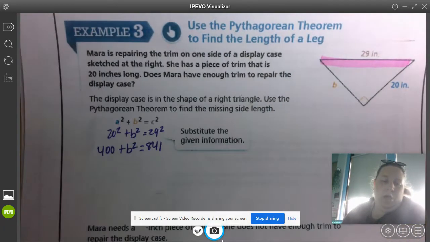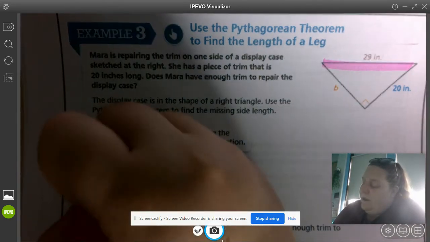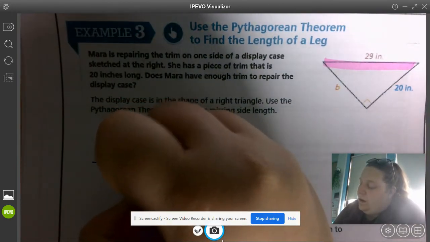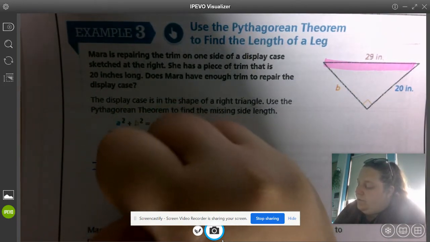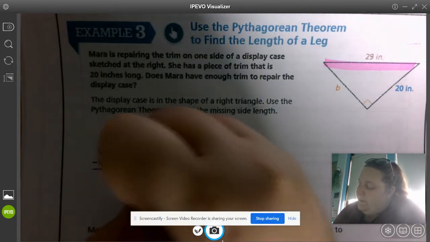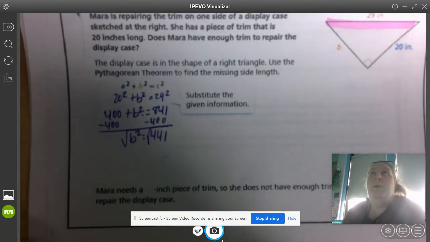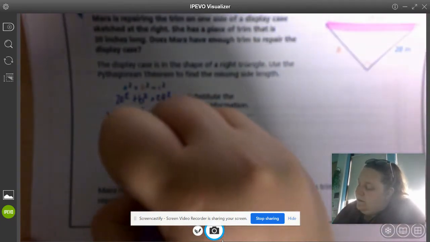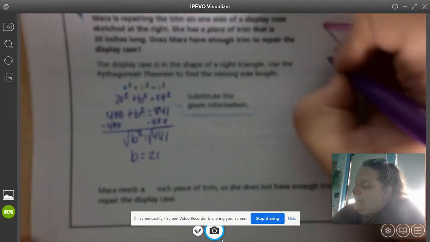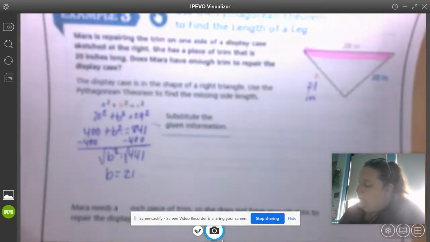All right. So now we're solving an equation. My goal is to get b squared by itself, meaning I have to get rid of this 400. So b squared equals 441. And then once again, to get rid of the 2, I have to do the inverse, which is the square root of a number. So B equals, and this is going to be 21. So that means B is 21 inches long.